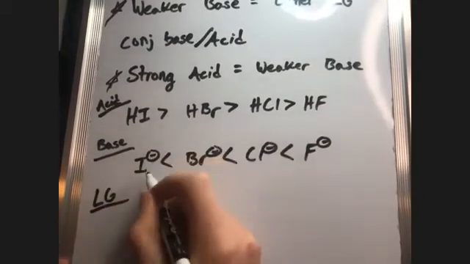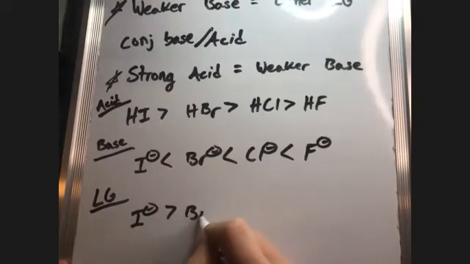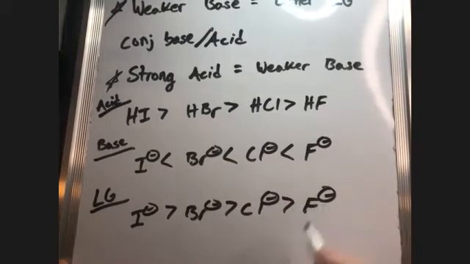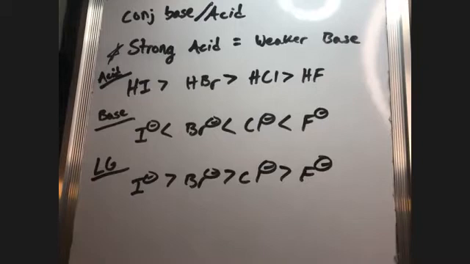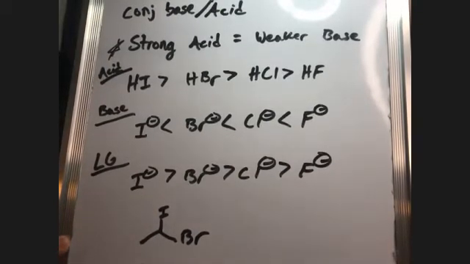So this is the weakest base, so this is the best leaving group. And then so on down the line. So the best leaving group of the halides is iodine by a lot. So much so that if you had an alkyl halide with an iodine and a bromine, your nucleophile is going to attack at 98% specificity to where the iodine leaves, not the bromine.